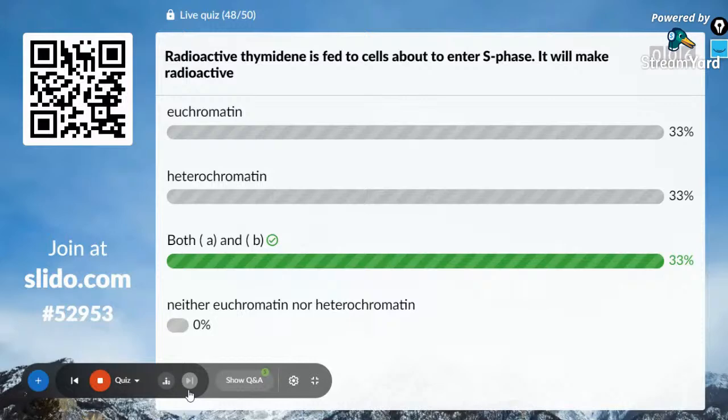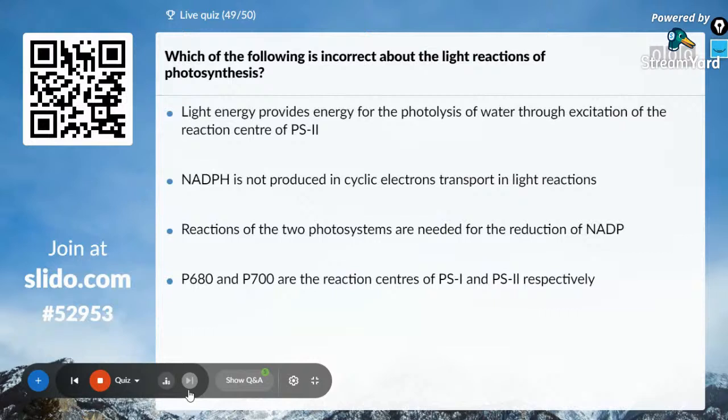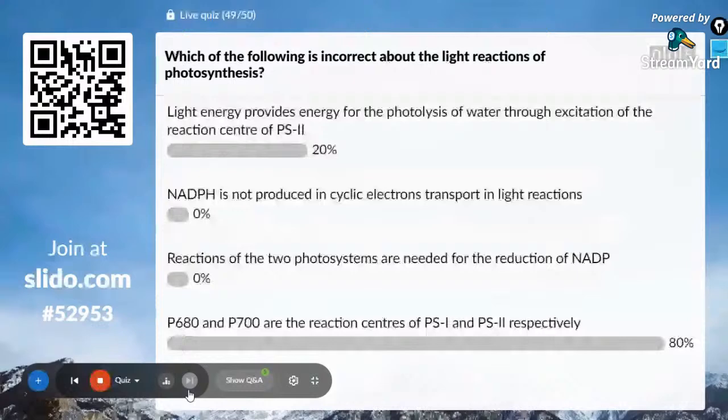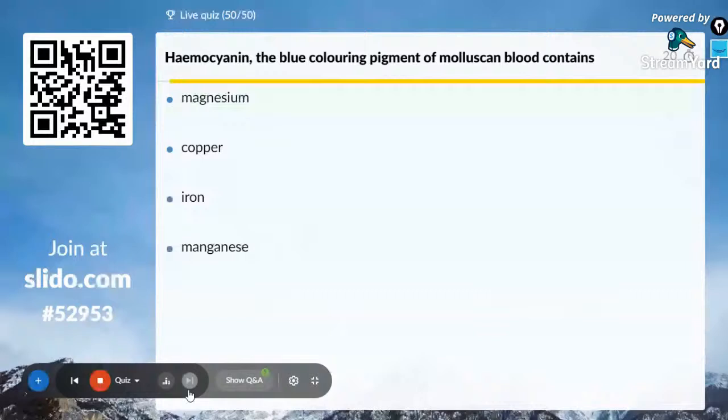Which one of the following is incorrect about the light reactions of photosynthesis? Yes, the correct answer is P680 and P700 are the reaction centers of PS1 and PS2, respectively. Next question. Last and the final question on the screen. Hemocyanin, the blue coloring pigment of molluscan blood, contains.